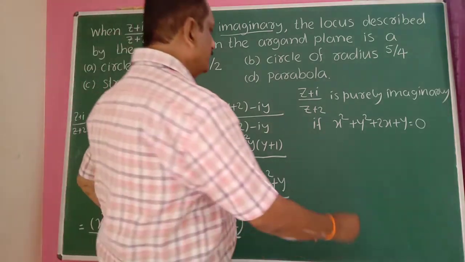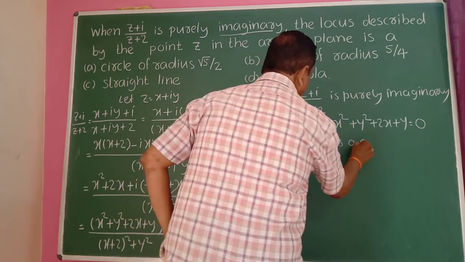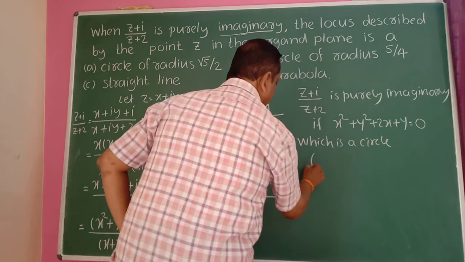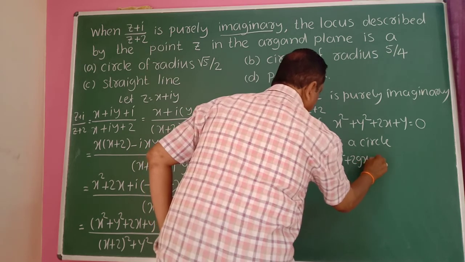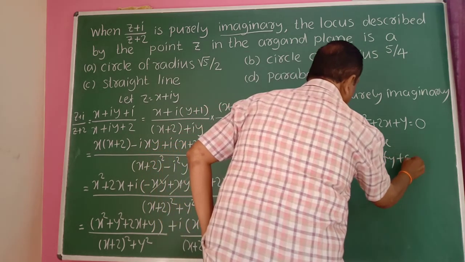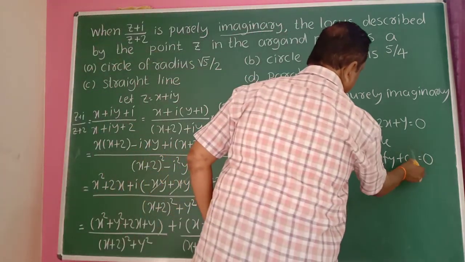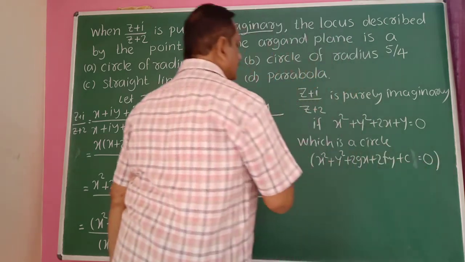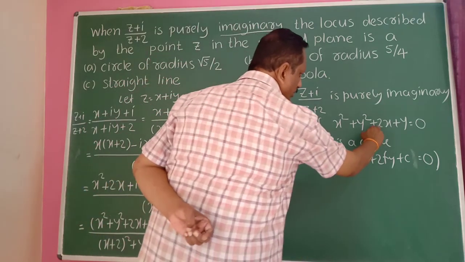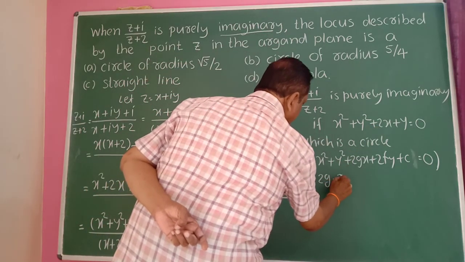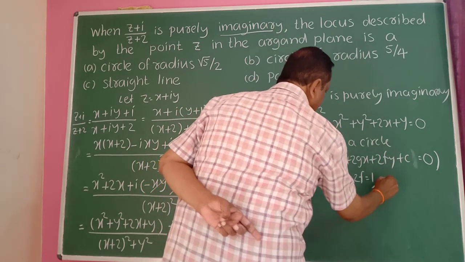This is a circle here. Because if my equation is in the form x square plus y square plus 2gx plus 2fy plus c is equal to 0, then it always represents a circle. Therefore, here we want the radius. Here 2g is equal to 2, 2f is equal to 1, and c is 0.